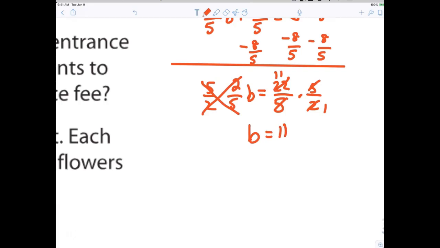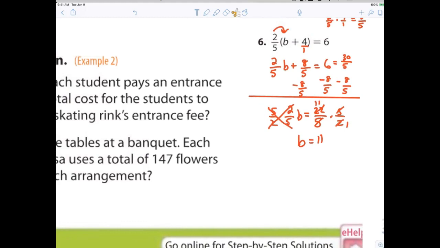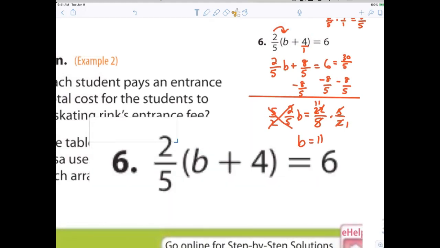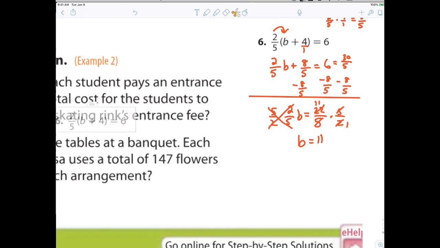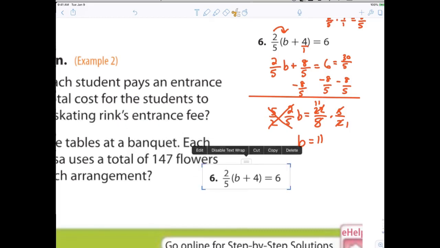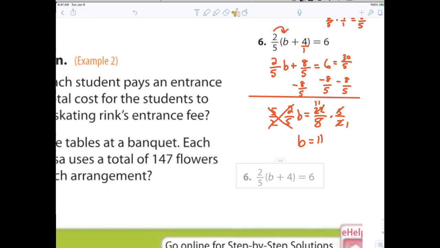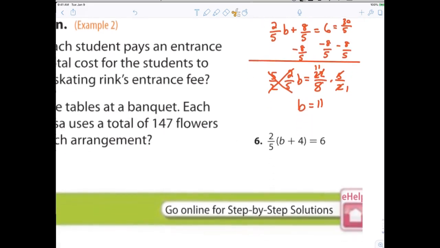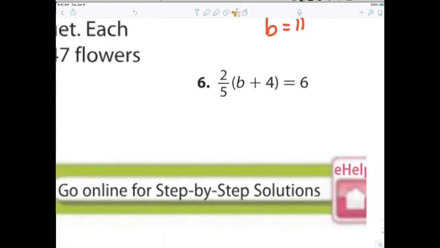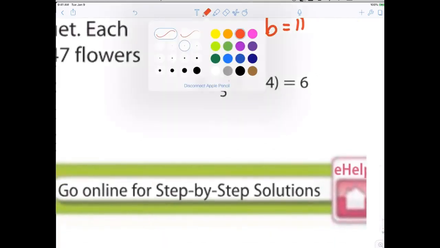Now, I want everybody to write it down one more time. We're going to do this problem again. This time we're going to do what I refer to as a shortcut. All right, so here we go. Let's write it again, and let me show you the shortcut, exactly what I mean. All right, let's do the shortcut now.